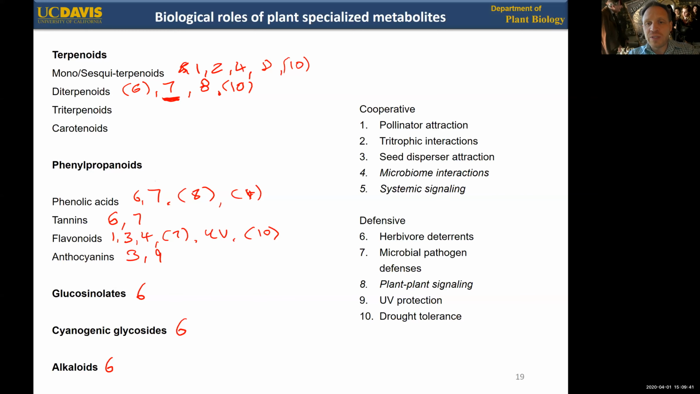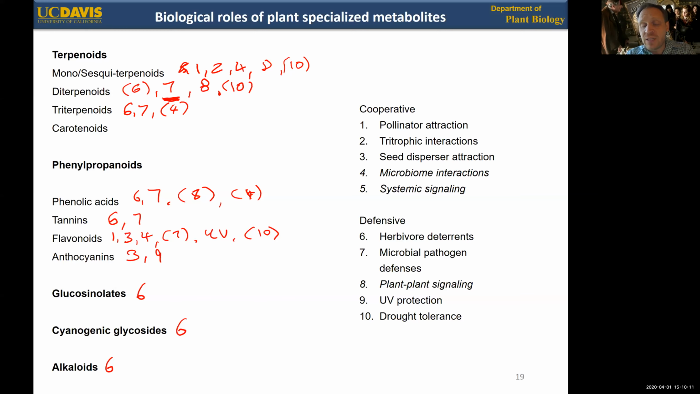Then the triterpenoids, they're a bit different. So we're getting heavier and heavier in terms of lack of volatility and overall size and functional modification of these compounds. Triterpenoids tend to be really bitter and really toxic. So their major function really is herbivore defenses and microbial pathogen defenses. There might be some examples here also in terms of microbiome interactions, but it's less clear.